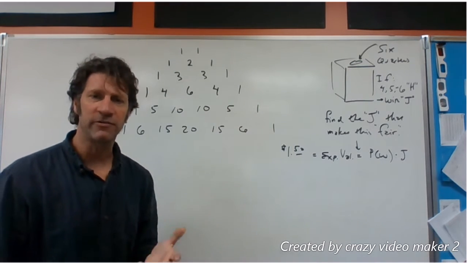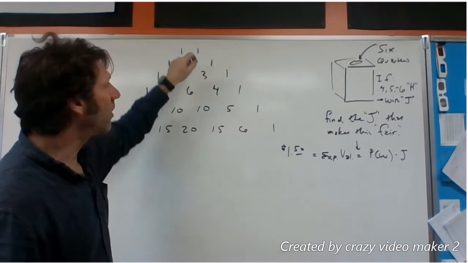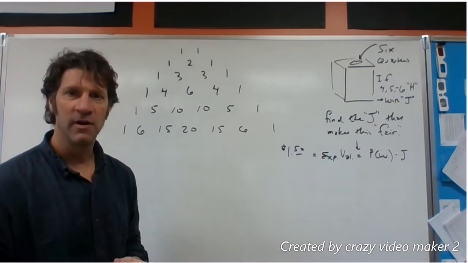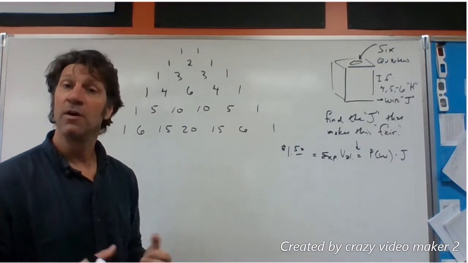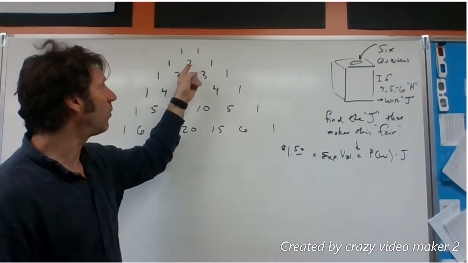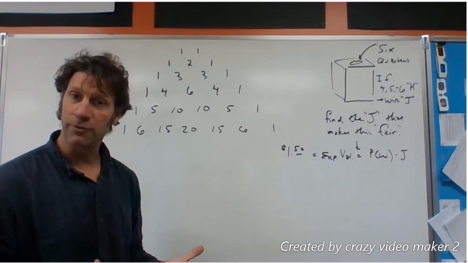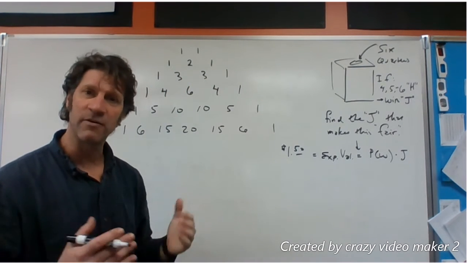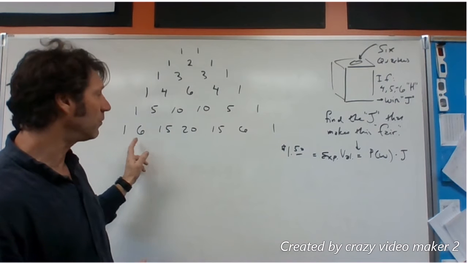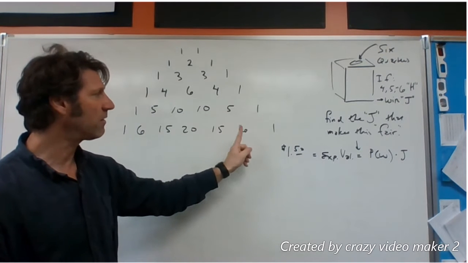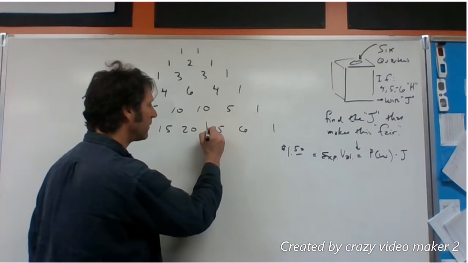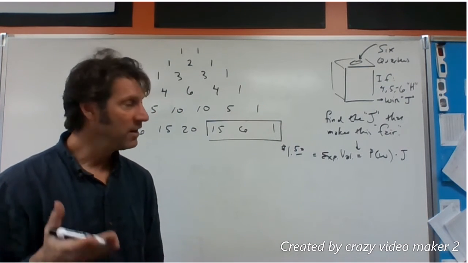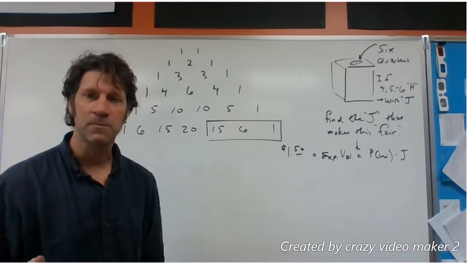So if we look at this triangle here, the 1 and the 1 would have been if we were tossing 1 coin, counting the number of possible heads. We could have had 0 or 1. Tossing 2 coins, we could have had 0, 1, or 2 heads. Tossing 3 coins, we could have had 0, 1, 2, or 3 heads, etc. Down here, we're tossing 6 coins, so we could have 0, 1, 2, 3, 4, 5, or 6. And so these 3 possibilities are the chances of winning.